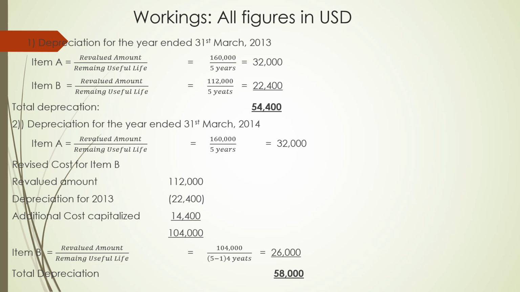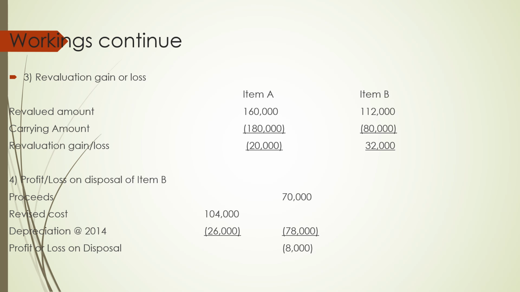So when we divide the 104,000 by the 4 years, we are going to get 26,000. So to ascertain our total depreciation as at 31st March 2014, we add the two figures, the 32,000 and the 26,000, and this will give us a total of 58,000.